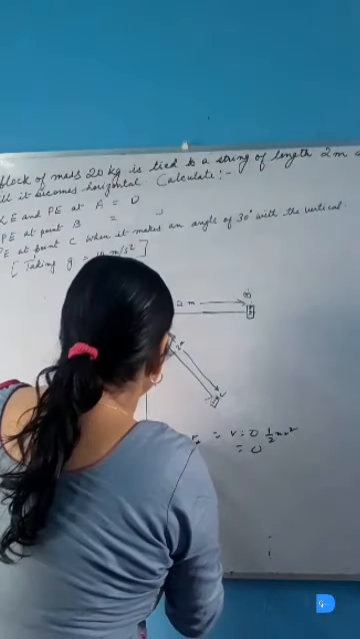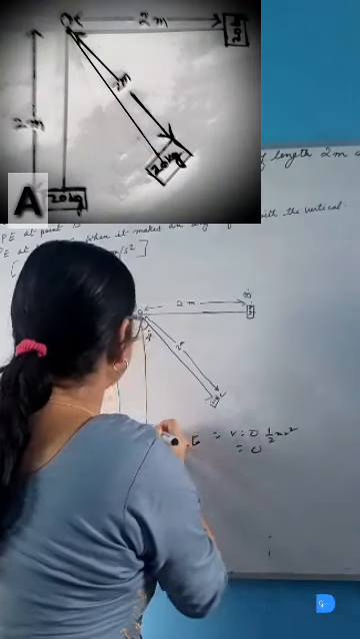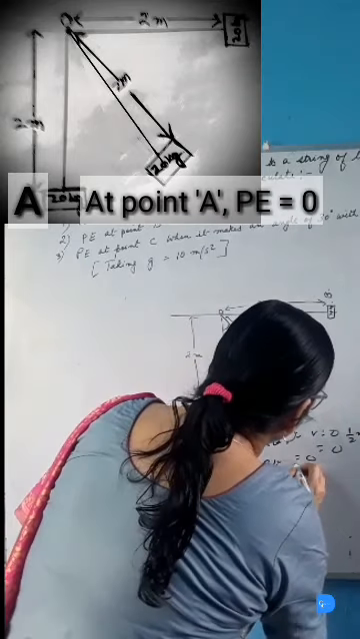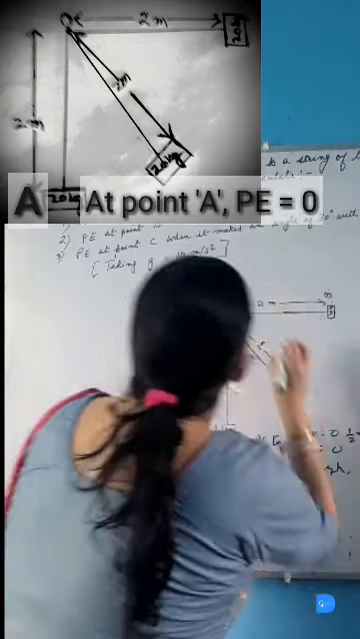Now potential energy, no work has been done because it is at the ground level, so the height of it is 0, and thus potential energy mgh will also be 0.